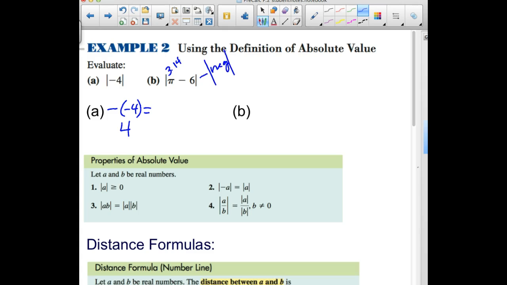And when we have that negative inside of our absolute value bars, we have to make it the opposite. So we want the opposite of that quantity pi minus 6. And we could distribute that negative in. We would get negative pi plus 6. If we want to rearrange that a little bit, that's the same as saying 6 minus pi. Either of those, this one or this one, would be an okay answer.